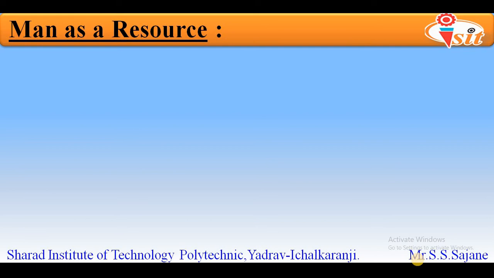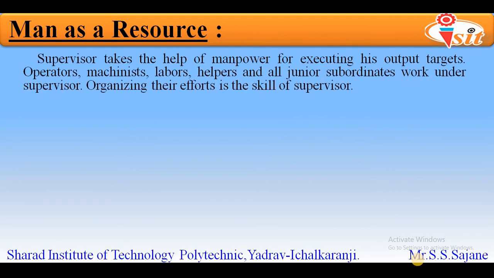We will start with man as a resource. The supervisor takes help of manpower for executing his output targets. Operators, machinists, laborers, helpers, and all junior subordinates work under the supervisor. So organizing their efforts is the skill of the supervisor. Just as in the previous slide, we have seen that if the workplace is in a total mess or the workers are not well organized, then even after having superb or very costly machineries, the desired target cannot be achieved. So it is very much essential that the supervisor is capable of organizing this manpower.